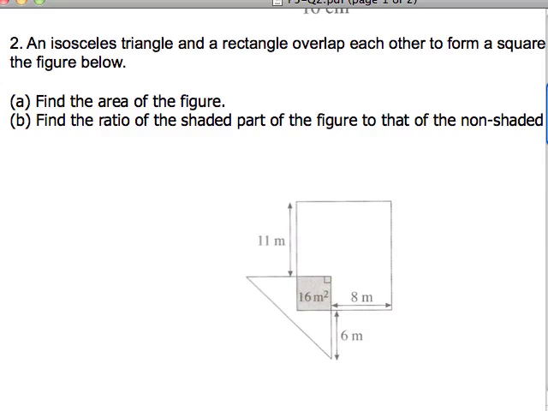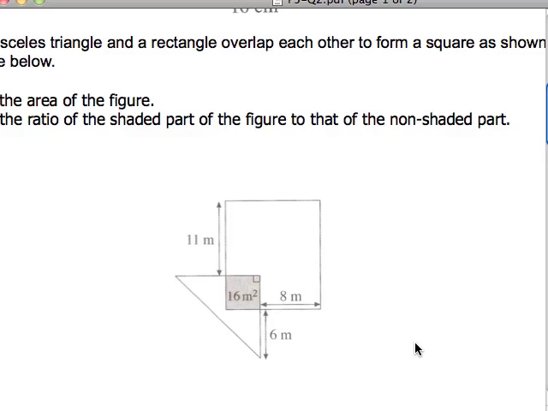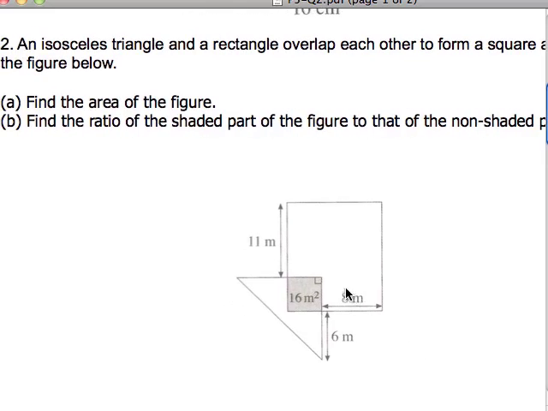An isosceles triangle and a rectangle overlap each other to form a square as shown in the figure below. So you can see a square over here. The question says find the area of the whole figure. So what you have to do, very simply, is understand what this square means.